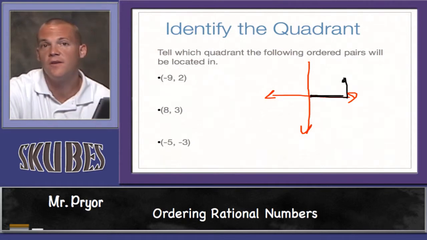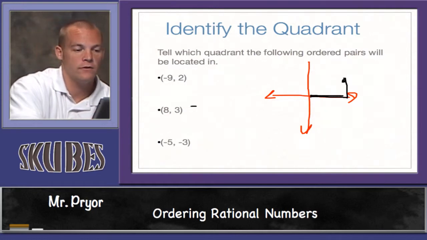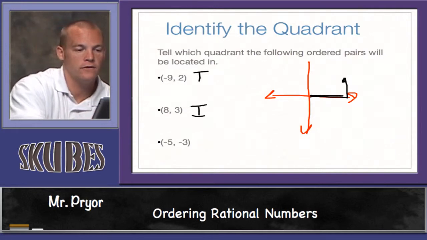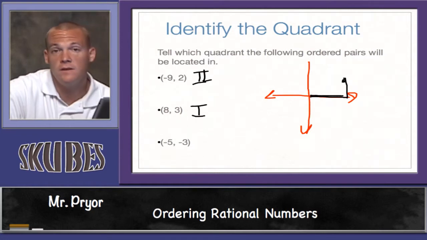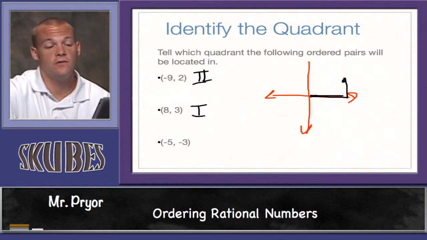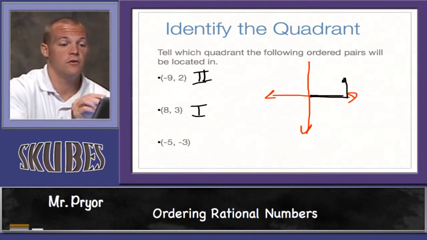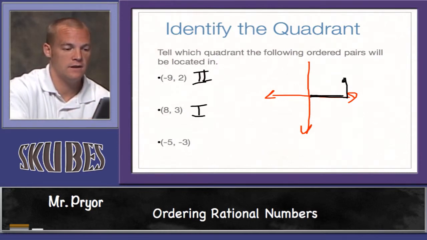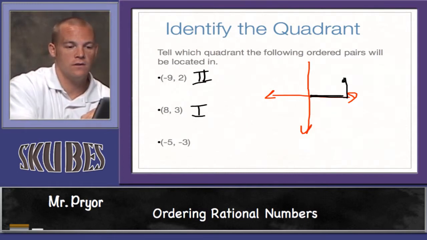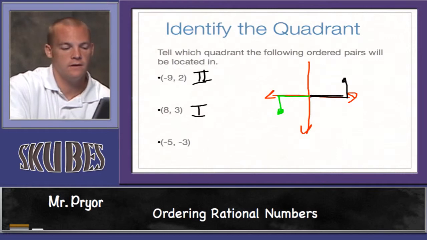So your point would be somewhere right in there. And that's actually quadrant 1. And this was quadrant 2. Rewrite that for you. And then the last one, you can see we have 2 negative numbers. Those 2 negative numbers are going to put you, in this case, to the left. Let me do that in a different color. You're going to go to the left 5 and down 3, which puts you in quadrant 3.